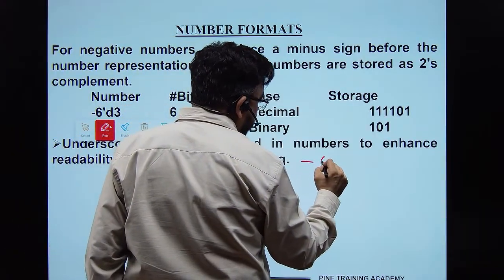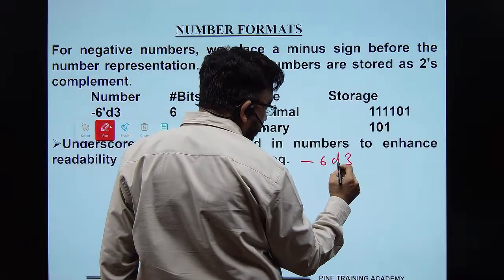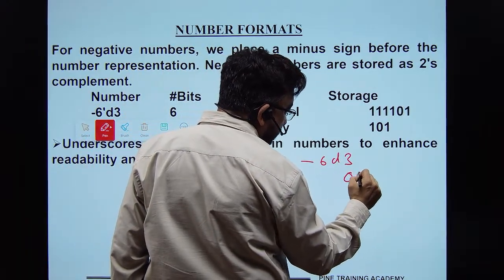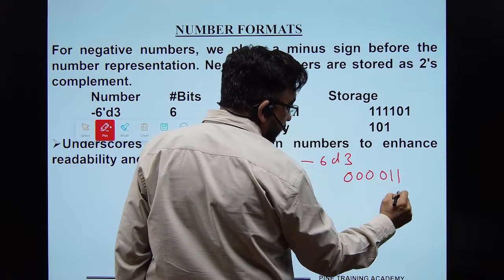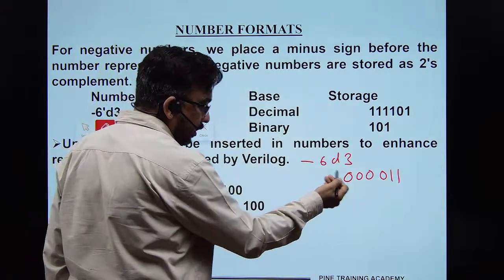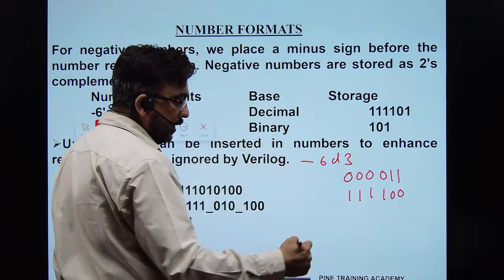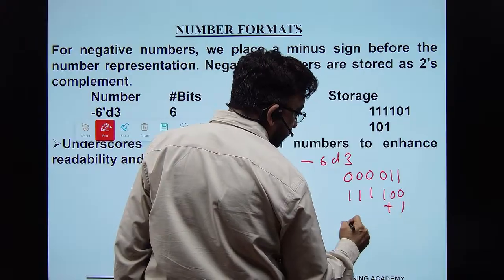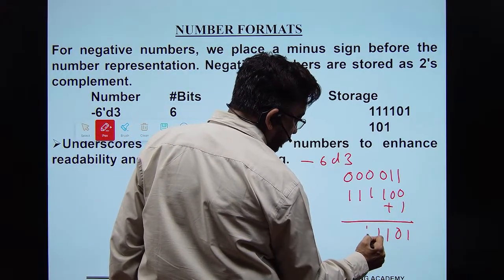So minus 6'd3. Okay. The first step is that you have to convert this 3 into binary, total in 6 bits, then invert it, and then add 1. Okay, so 1 0 1 1 1 1.